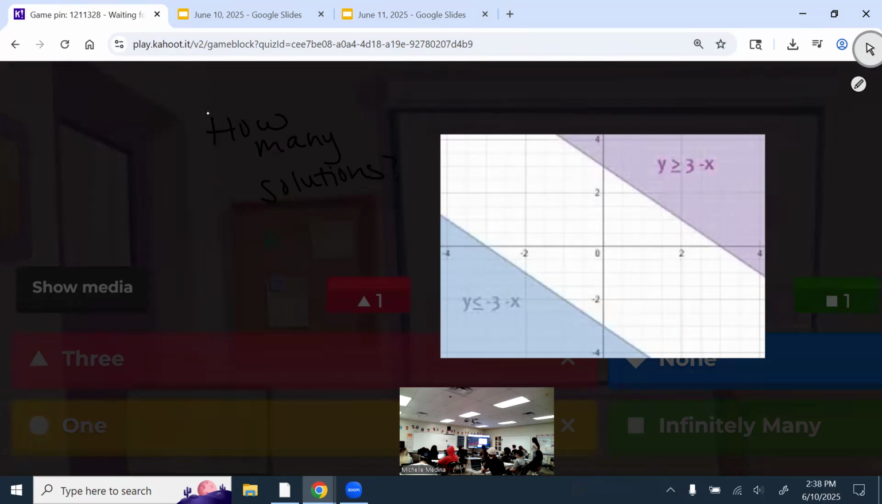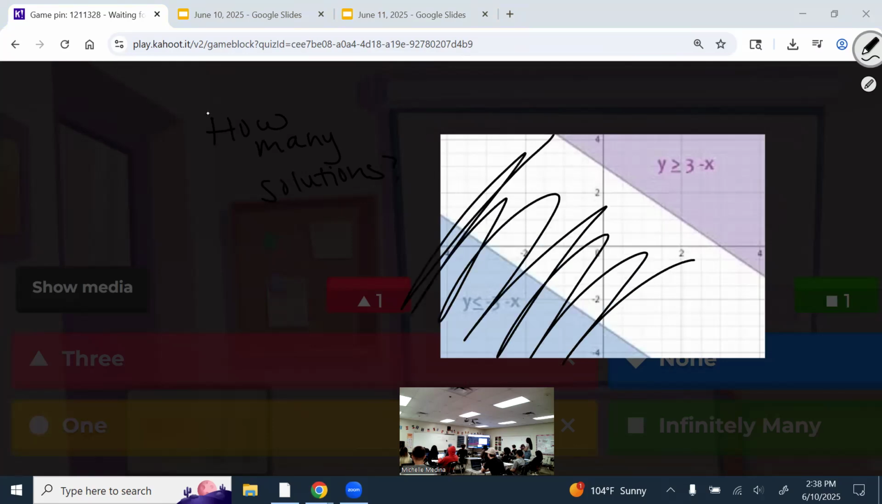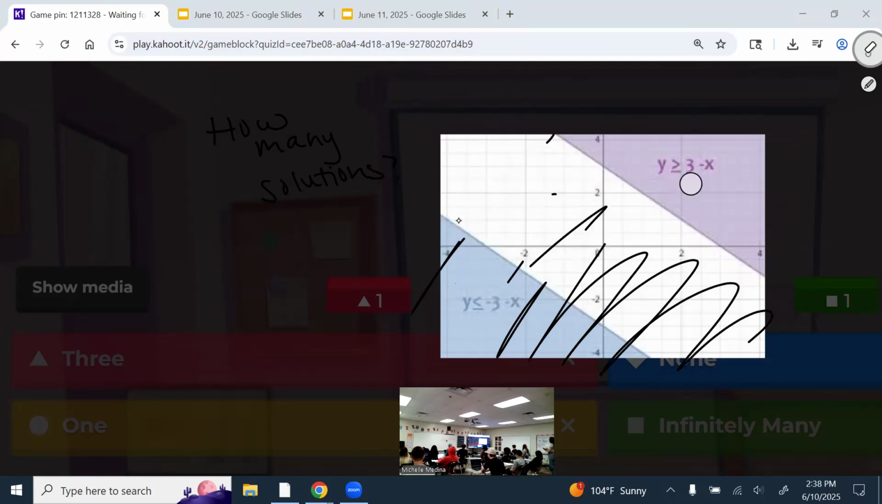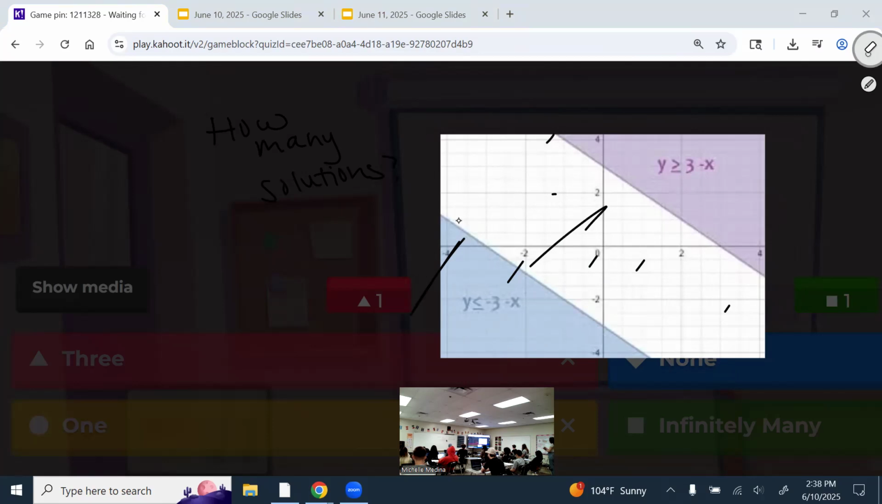So this would be a situation where it's no solution because it has parallel lines shaded in different directions. It is possible to have parallel lines and there still be solutions, but like I could shade this way, and now I have an overlapping shaded area, but they're shading in opposite directions. So no solution. Good questions.